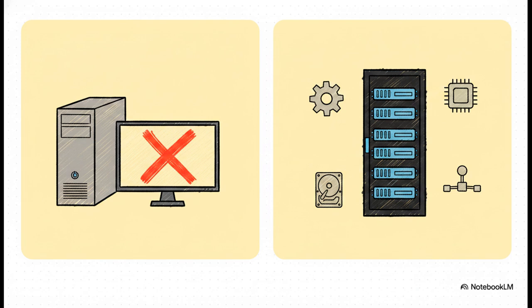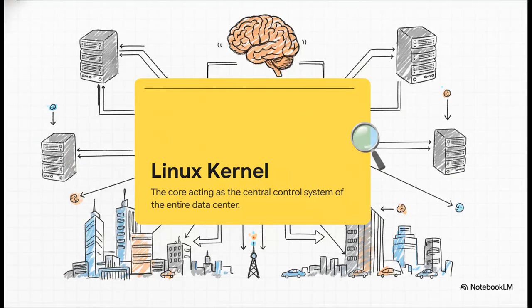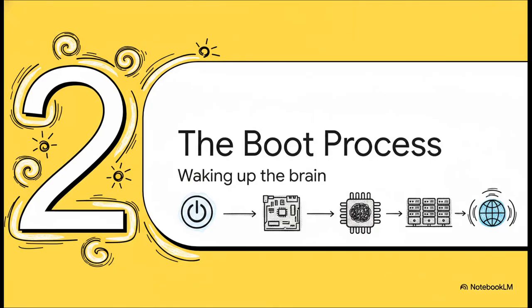It's a highly specialized operating system built from the ground up, specifically for server operation. Its whole purpose in life is to manage the CPU, the memory, the hard disks, and the network interfaces with absolute ruthless efficiency. At the absolute center of all this is the Linux kernel. You can picture the kernel as the central control system of a massive, bustling city. Actually, scratch that. It's the literal brain of the entire data center. Without the kernel directing traffic, managing resources, and telling the hardware exactly what to do, the whole city would instantly fall into complete gridlock.